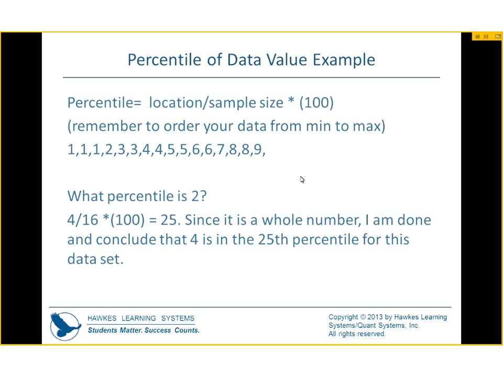So the next one is percentile equals location divided by sample size, again times 100. That's the formula you're going to use. So you're asked, what percentile is 2? Well, you know you're using this formula because it's asking what the percentile is. So I find 2 in my data set, and it's my 4th value. Divide it by 16, multiply it by 100, I get 25. Since this is a whole number, I'm done, and I can conclude that 2 is in the 25th percentile for this data set.